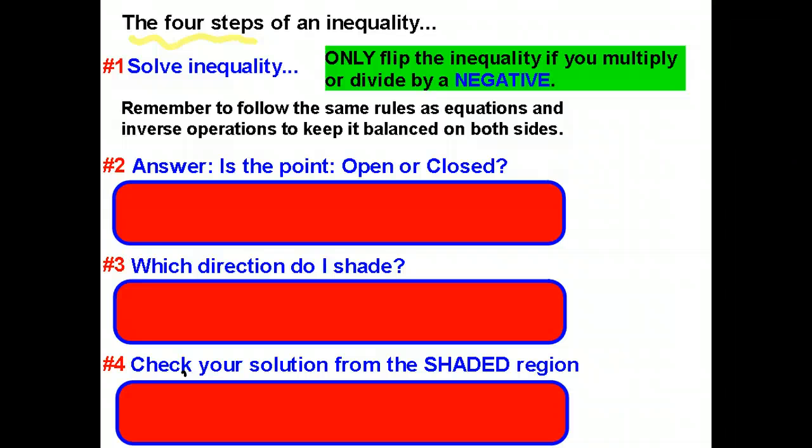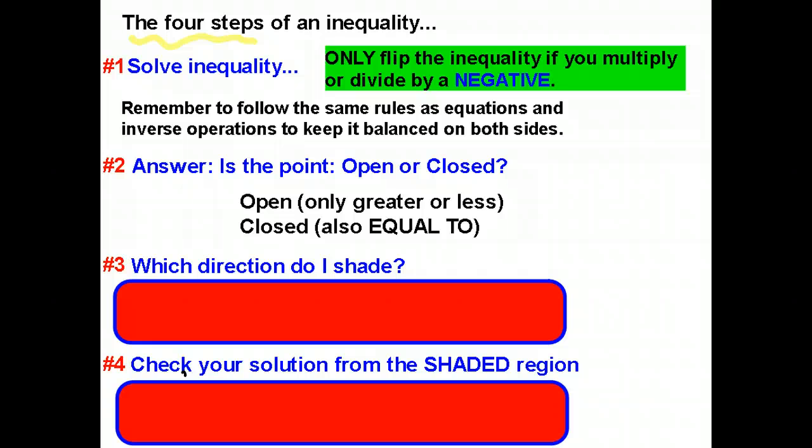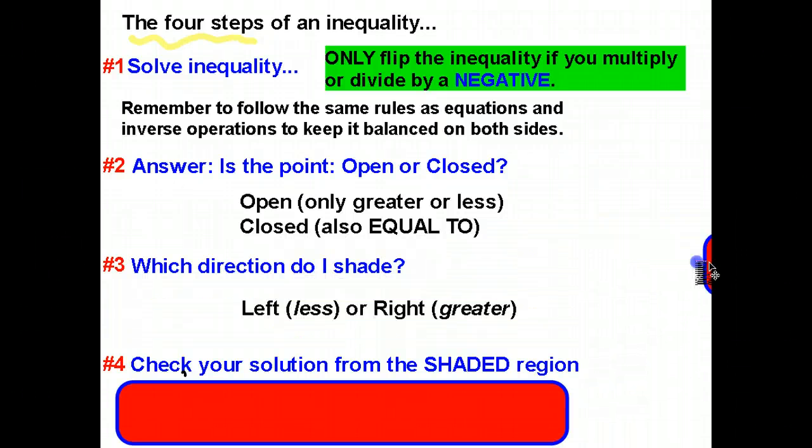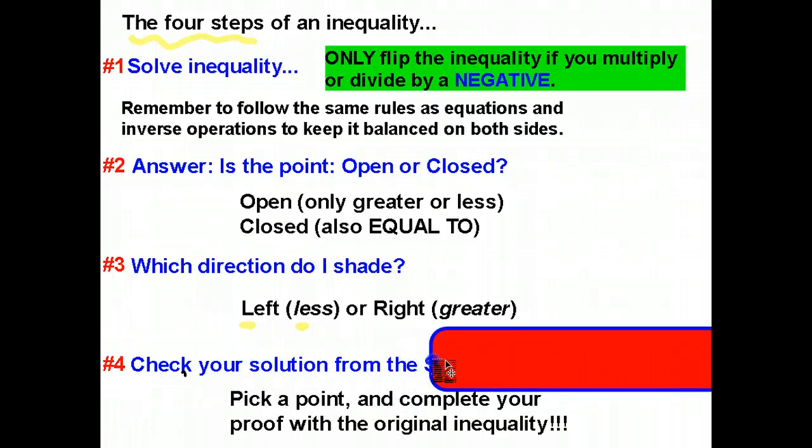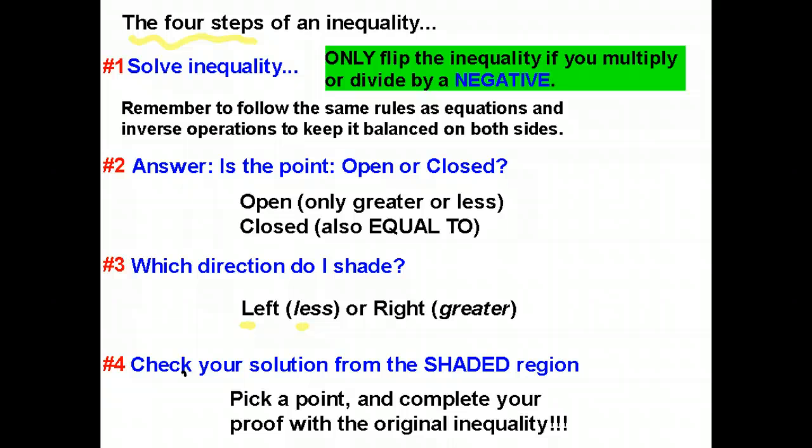And remember, part 2 is that when you get your solution, when you're graphing it, it's an open circle if it's only greater than or less than, and it's closed if it includes equal to. And which direction do I shade? The second to last thing is this. You shade to the left if it's less, and you shade to the right if it's greater. One of the great ways I think to remember that is that less and left start with the same letter. So there's a little bit of alliteration there. And the last part, number 4, is just making sure that when you check your solution, you pick a point from the shaded area. Do not pick the point that you start at.